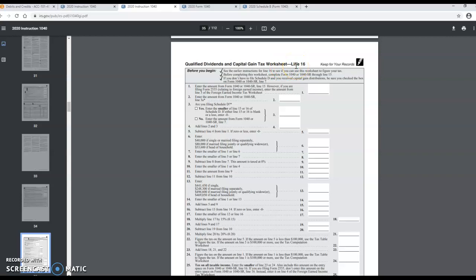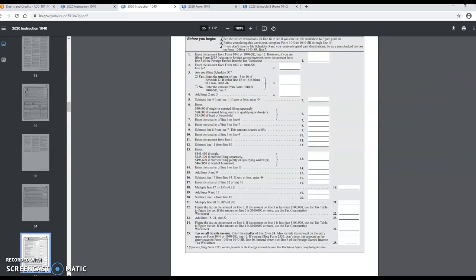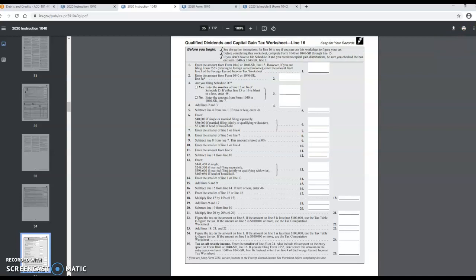Okay. And so this is what you're going to use if someone has qualified dividends. If they don't have qualified dividends or long-term capital gain on Schedule D, which we haven't even talked about, then you do not need to do this worksheet.